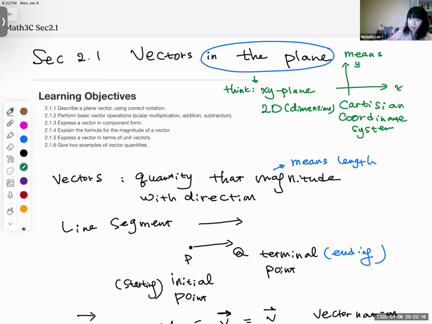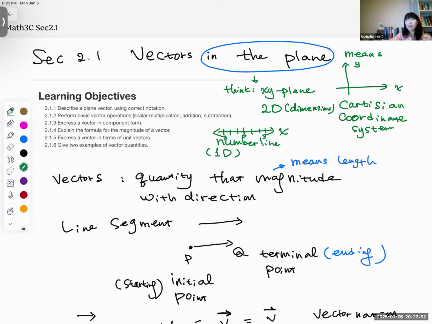One dimension, we know that's the number line, right? So this is X, the number line. We start at 0 and go this direction positive, 1, 2, 3, and this direction negative, right? So this is one dimension. All right, so we understand what a vector means and what in the plane means, right?